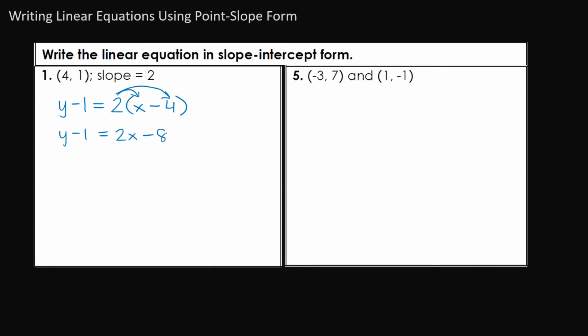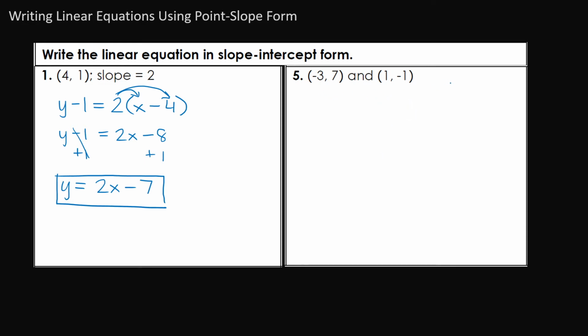2 times negative 4 is negative 8. And we need to move this negative 1 to the other side of the equation. So our equation in slope-intercept form would be y equals 2x minus 7. So the line that passes through the point 4, 1 with a slope of 2 has the equation y equals 2x minus 7. Let's try one where we're just given 2 points.